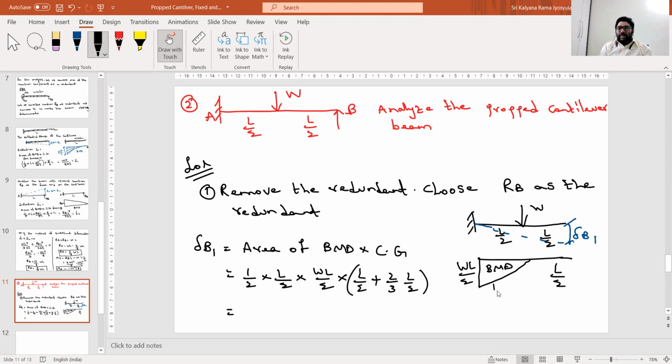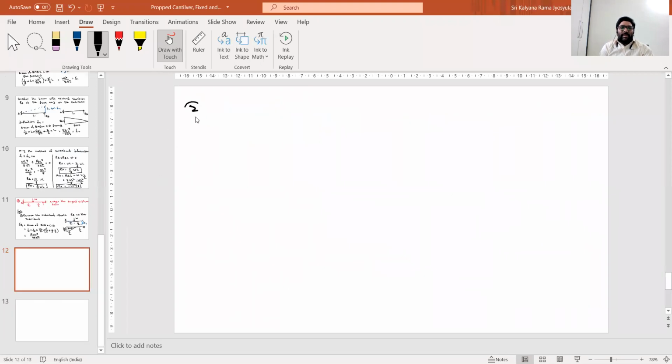Because this is L by 2, this is also L by 2, and from this point we are coming from B. So from B means L by 2 plus 2/3 of L by 2, a basic engineering mechanics concept. So this would become 5WL cube by 48 EI.